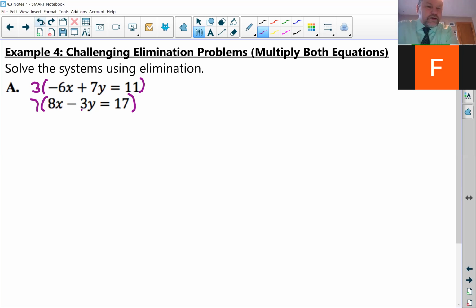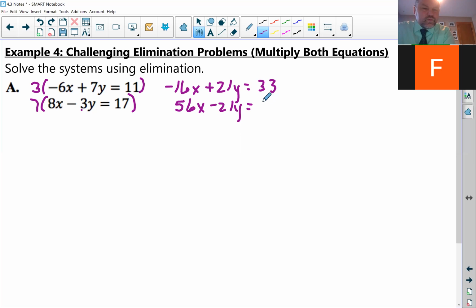So again, we want to be very careful when we do this. Negative 18x plus 21y equals 33. 56x minus 21y equals 119.